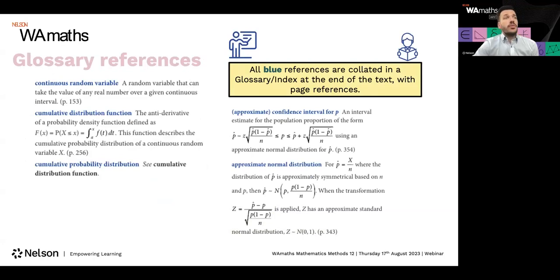Now, all of those blue terms are then referred to in a glossary/index at the back of the book. So it's a glossary because it's got that definition associated to it, but it's also an index because it's got a page reference, which makes it nice and easy for the students to go back to the page and the content that it was relevant to.